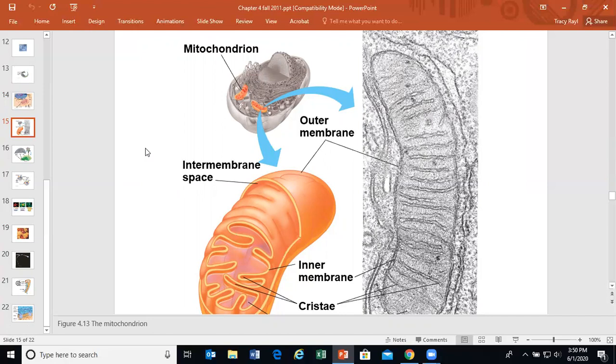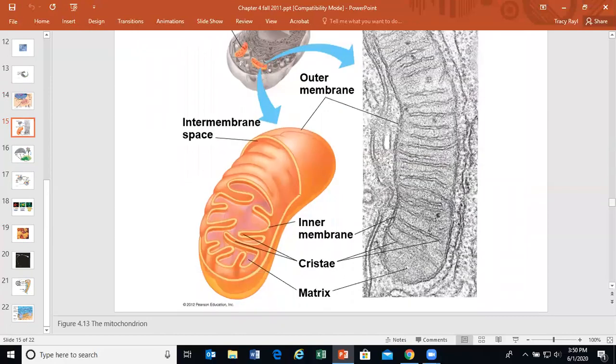And that's the slide we're looking at here. So the mitochondria is considered to be the powerhouse of the cell. It is your organelle that makes cellular energy, which is ATP, adenosine triphosphate. But structurally, let's talk about that for a moment.